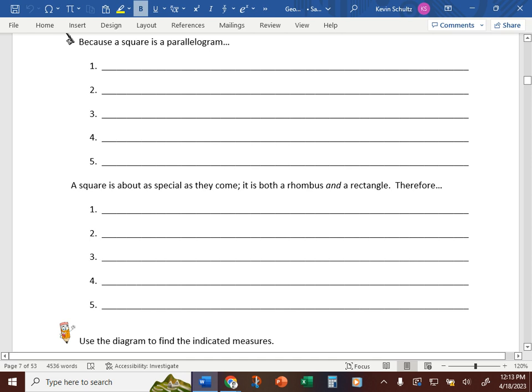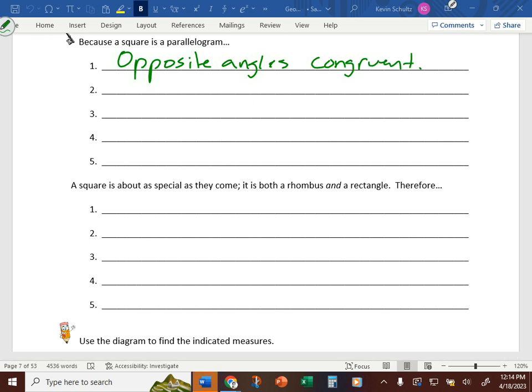Because a square is a parallelogram, it's got all 5 of those things that every other parallelogram does. Give me one, same time. Opposite angles are congruent. Give me another one, Kylie. Opposite sides are congruent. Hold on, you're going too fast. You have it written 3 more times.